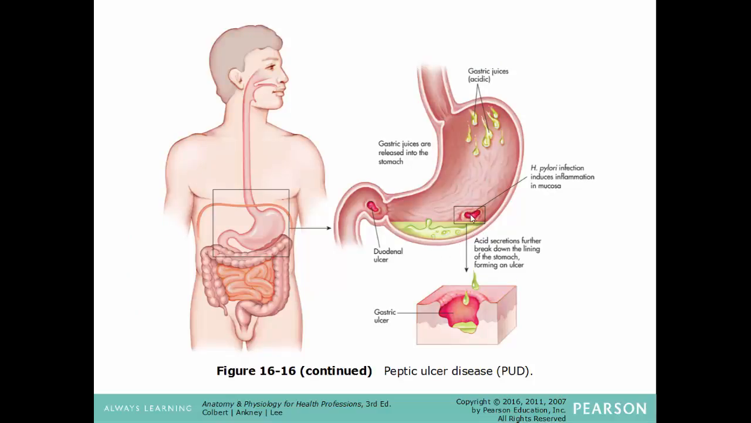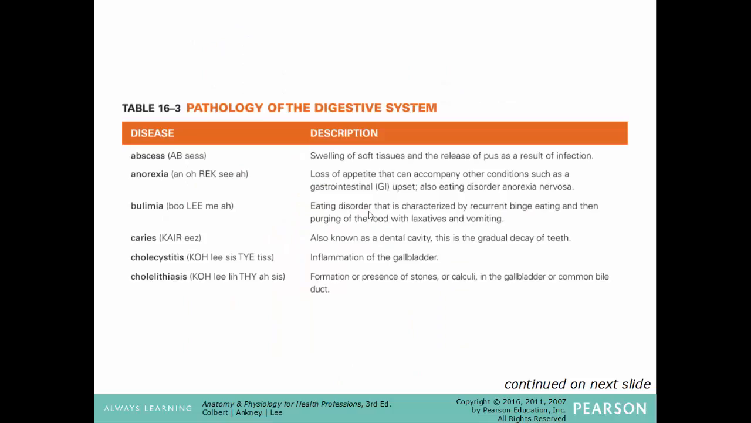Okay, here's an illustration of how this happens. You get an infection with this bacteria, H. pylori, which will cause an inflammation in the mucosal layer. And then you have the hydrochloric acids and other acids basically eat away at the area around it, causing the ulcer. Alright, in this table we have some pathology of the digestive system, such as abscess, anorexia, bulimia, caries, cholecystitis, cholelithiasis, and their basic descriptions.